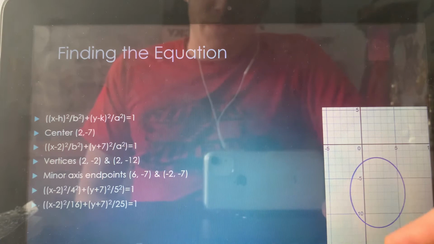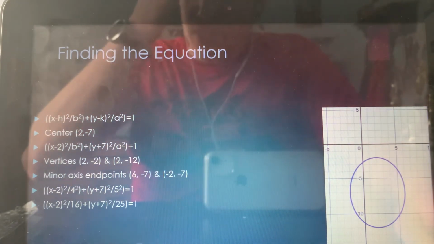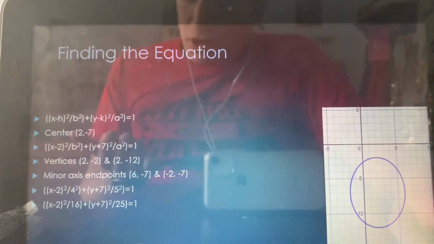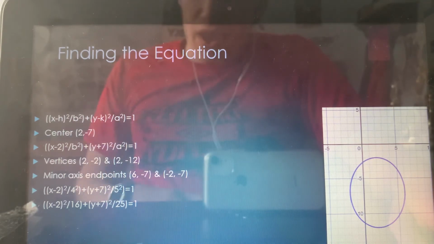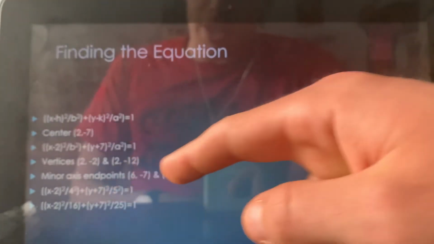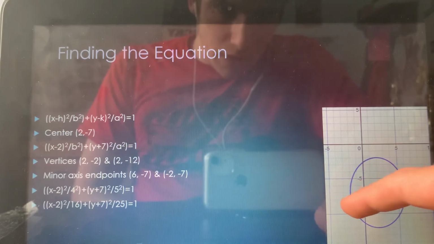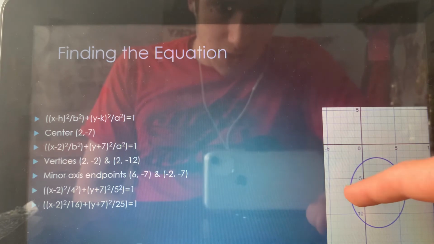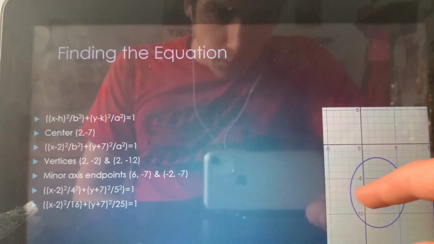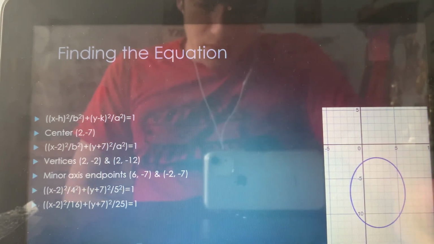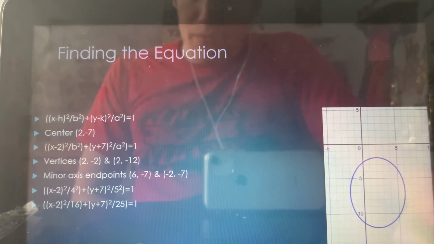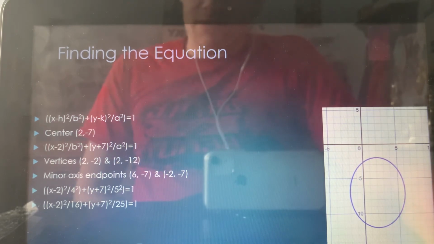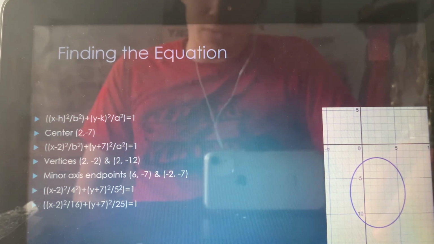So we know vertically a is under the y, which is a squared. We know that's going to be 5. So a is 5, and a squared is thus 25. The minor axis endpoints, we have 6, negative 7, and 2, negative 7, which stray 4 from the center. So we know b is 4, and b squared is thus 16. So we get our final answer: x minus 2 squared over 16 plus y plus 7 squared over 25 equals 1. Let's find the other parts of the graph.